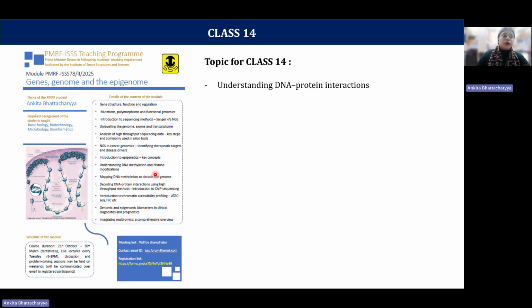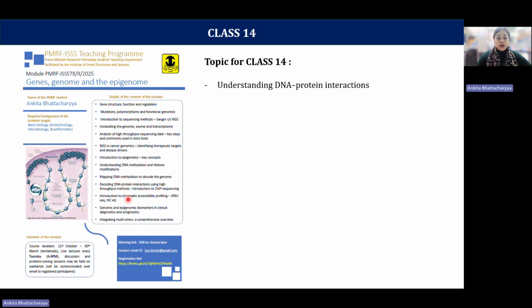Then we understood how from that raw read you can trace it back to the location from which it possibly has been derived, which is otherwise known as alignment of reads and annotating them to their original location within the genome. Then we moved on to introduction to epigenetics. We had some discussions on DNA methylation and histone modifications, and we eventually will move on to mapping DNA methylation in the next couple of classes.